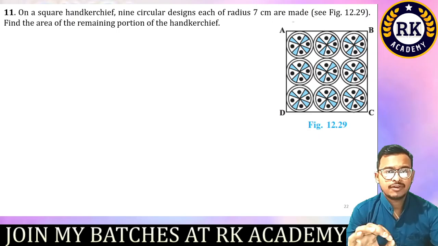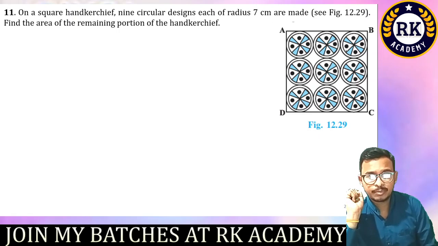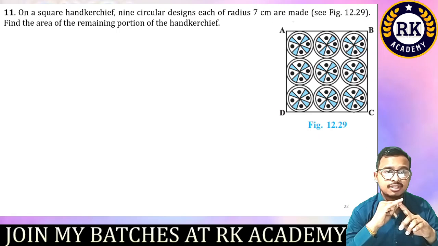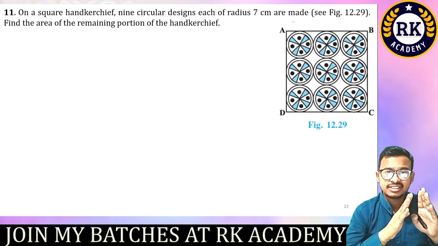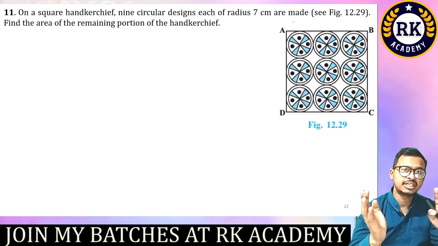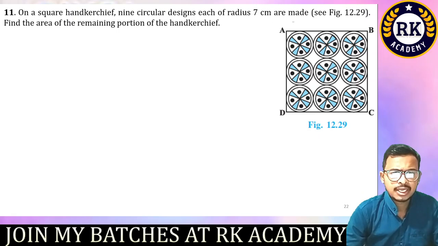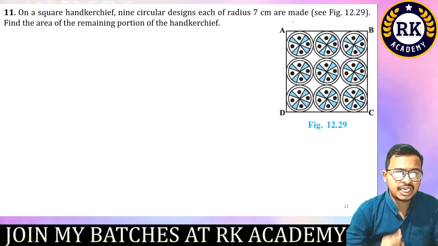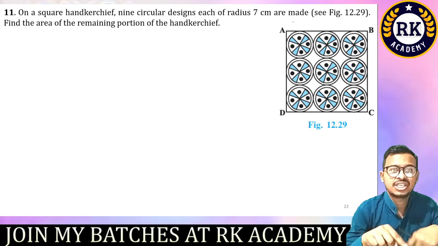Now area of the remaining portion of the handkerchief means you have to remove the circles. So there are 9 circles. You will find the area of 1 circle, then the area of 9 such circles, and subtract it from the handkerchief's area. So the area of the remaining portion of the handkerchief will be the area of the whole square minus the area of the 9 circles.